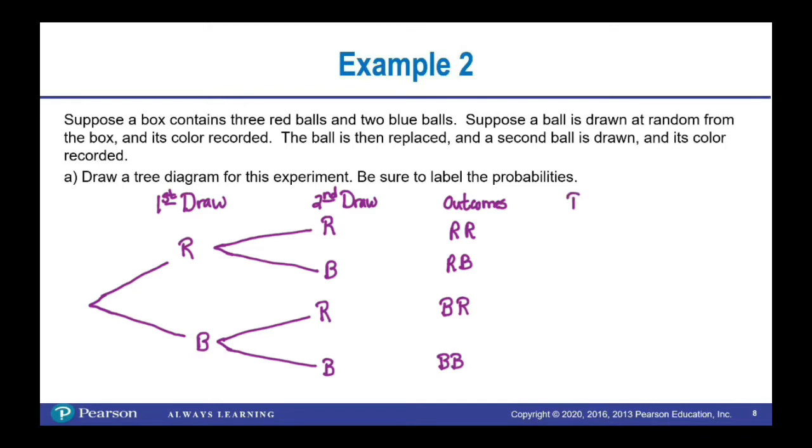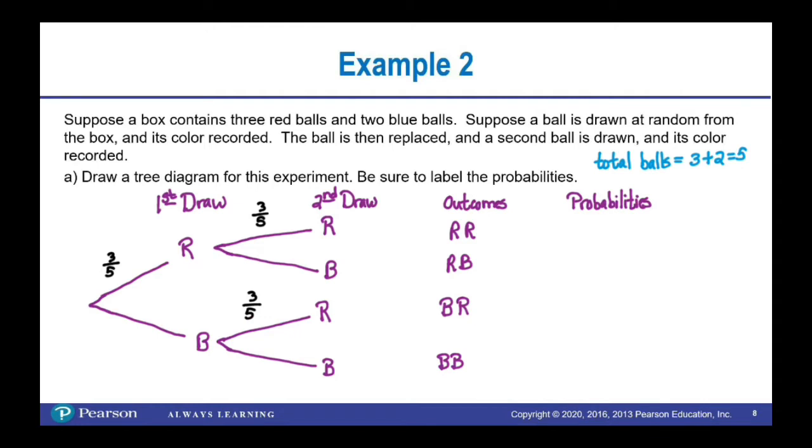Now let's think about our probabilities. First, I need to know how many total balls are in the box. Well, 3 red balls plus 2 blue balls is a total of 5 balls. So my probability of red would be 3 out of 5 because there's 3 red balls and 5 total. I'm going to go ahead and list these probabilities on my diagram.